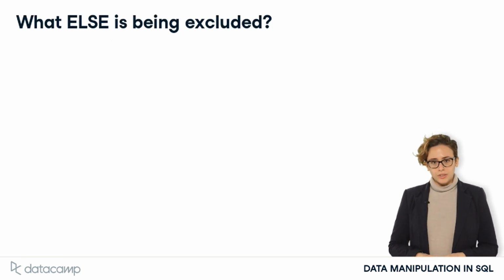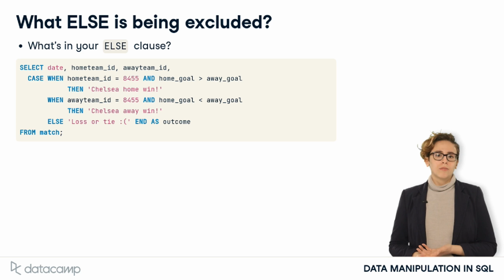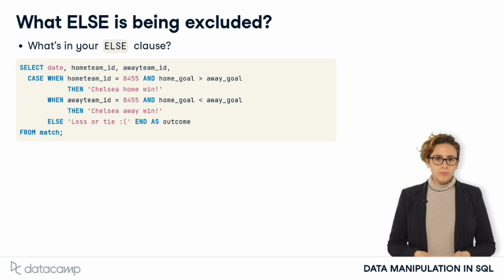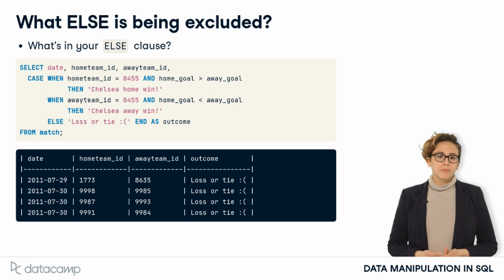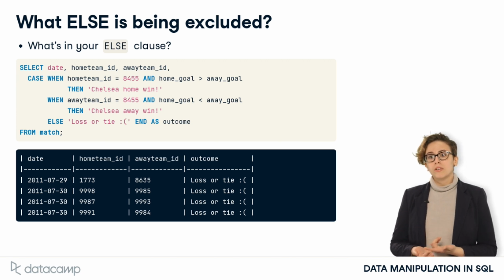When testing logical conditions, it's important to carefully consider which rows of your data are part of your else clause and if they're categorized correctly. Here's the same case statement from the previous slide, but the where filter has been removed. Without this filter, your else clause will categorize all matches played by anyone who doesn't meet these first two conditions as loss or tie. Here are the results of this query. A quick look at it shows that the first few matches are all categorized as loss or tie, but neither the home team ID or away team ID belong to Chelsea.